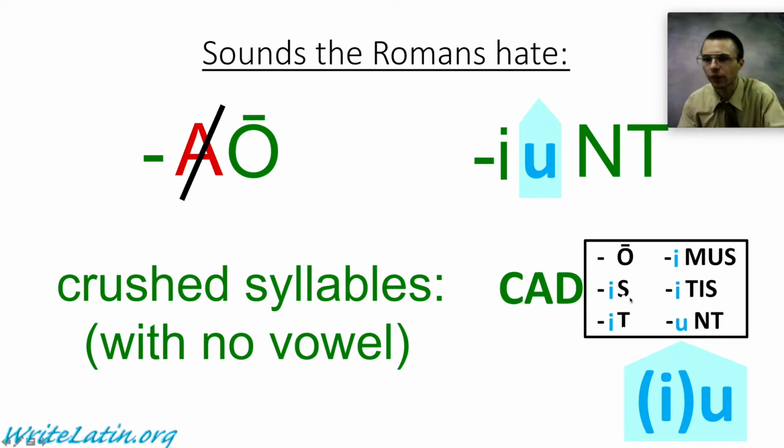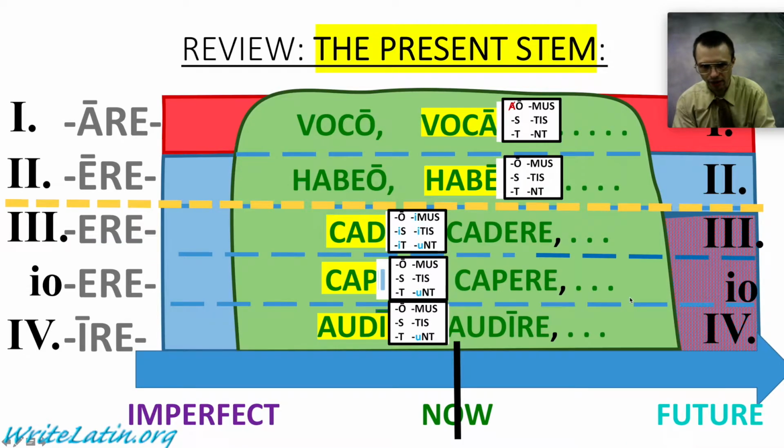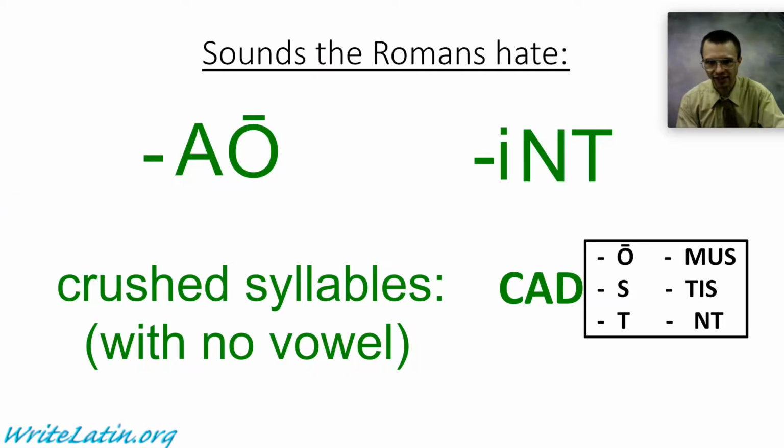All right, so let's go back and apply these rules now and see what happens. So cadt, it would be crushed. Instead, it becomes cadit. Cadnt would be crushed. Instead, it becomes cadunt. Capit is the way it is. No change there. Capint sounds flimsy, so a grunting u will slip in. Audit is the way it is. Audint would sound flimsy, so a grunting u will slip in. So that's why we have these exceptions coming in the last three conjugations, because the Romans just hate that int and crushed syllable sound.